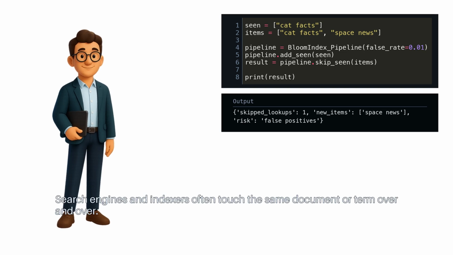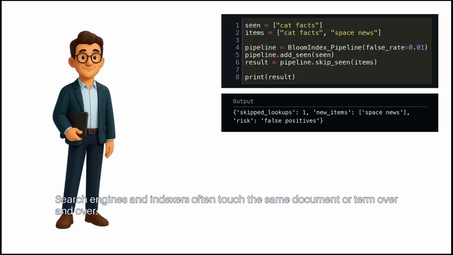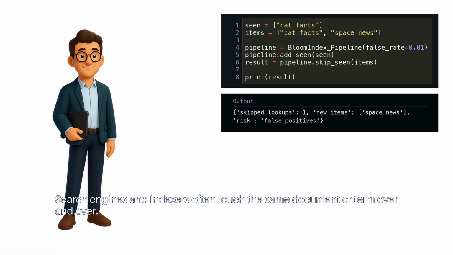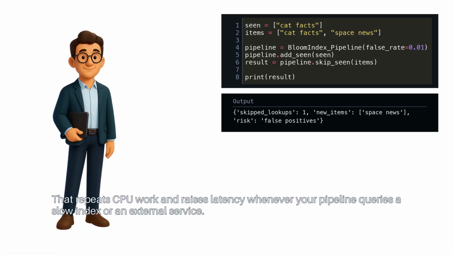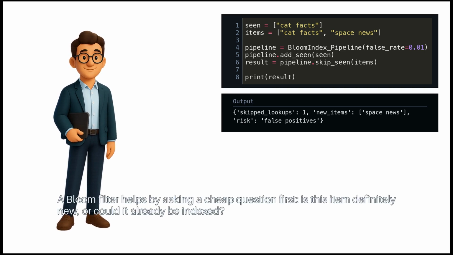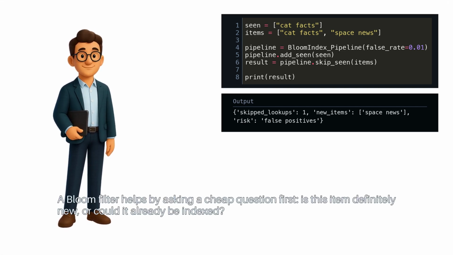Search engines and indexers often touch the same document or term over and over. That repeats CPU work and raises latency whenever your pipeline queries a slow index or an external service. A Bloom filter helps by asking a cheap question first. Is this item definitely new, or could it already be indexed?